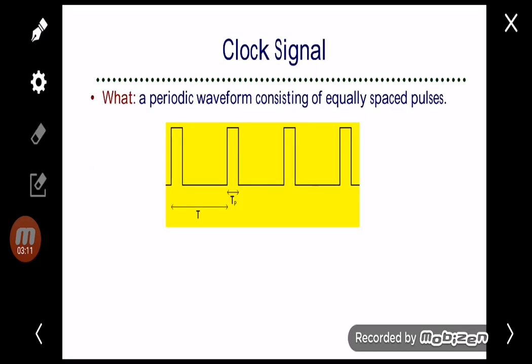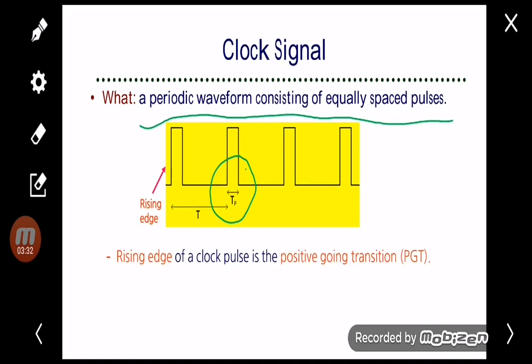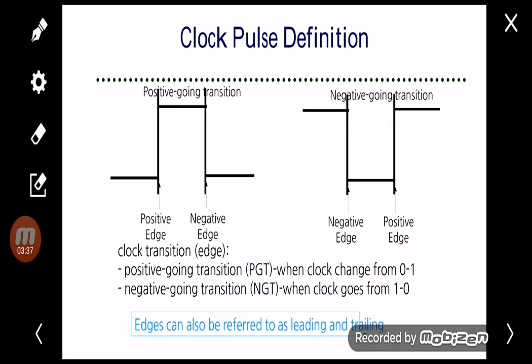Alright, so this is the clock signal. What is a clock signal? A clock signal is a periodic waveform consisting of equally spaced pulses. We have T as the period, and T here as the pulse. And we have the rising edge. This is the rising edge.